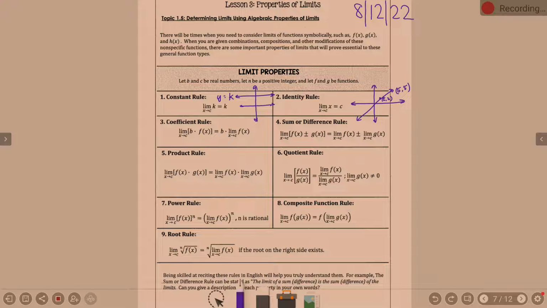Okay? And then the root rule. Very much like the power rule, if you ask me. If you have a square root within the function or any root, it can be pulled out. You can do the limit and then take the root of it. Okay? So just some key pieces to be familiar with. Okay? So let's look at our examples.